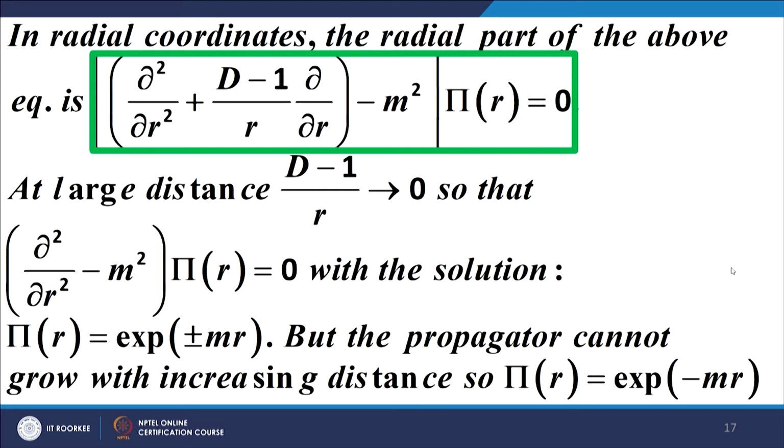Obviously, the propagator cannot grow with distance, therefore the plus sign is discarded, and we have pi r equal to exponential minus m r, which again shows that the propagator decreases exponentially as distance increases.